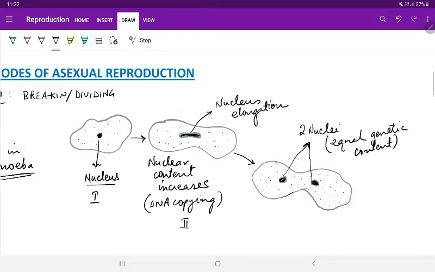नाउ वी विल फाइंड दैट द सेल स्टार्ट्स टू इनवैजिनेट, मतलब एट द सेंटर द सेल स्टार्ट्स टू कम टुगेदर। सेल के जो मेम्ब्रेन हैं नज़दीक आने लगते हैं और इस प्रोसेस को क्या बोलते हैं? सेल इन्वेजिनेशन। This process is also called as cytokinesis.